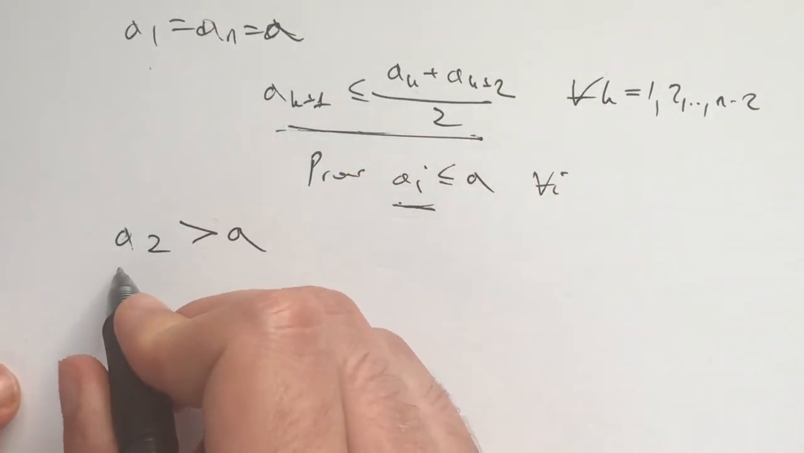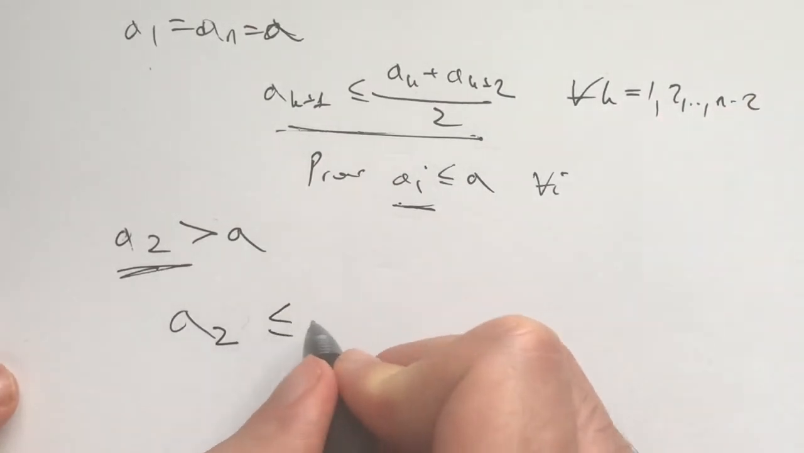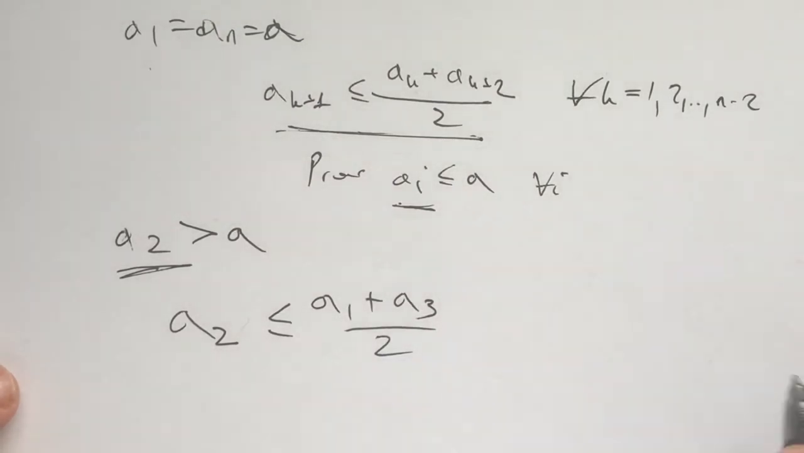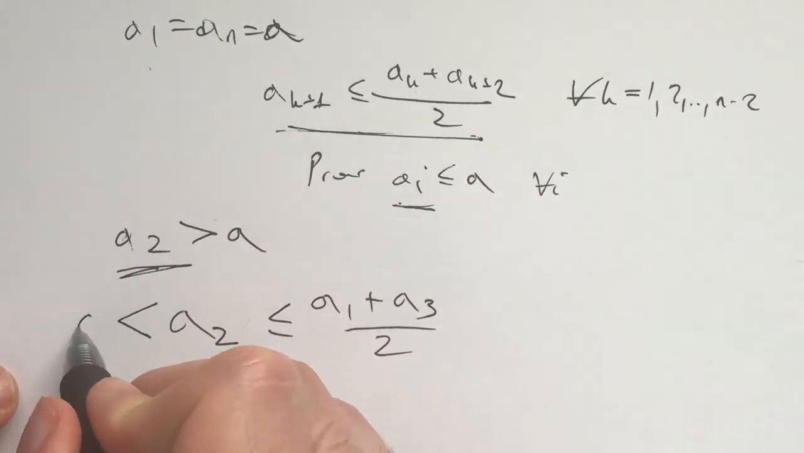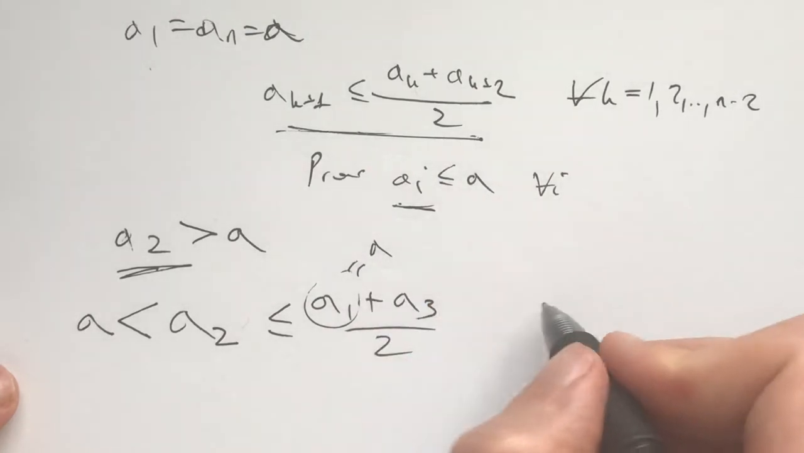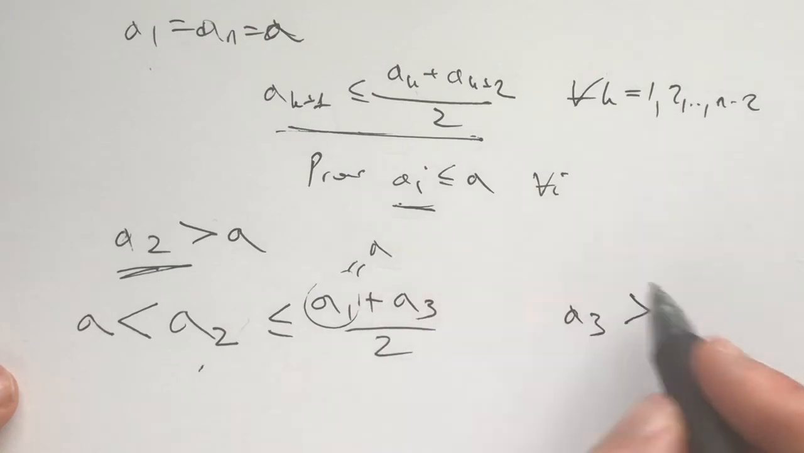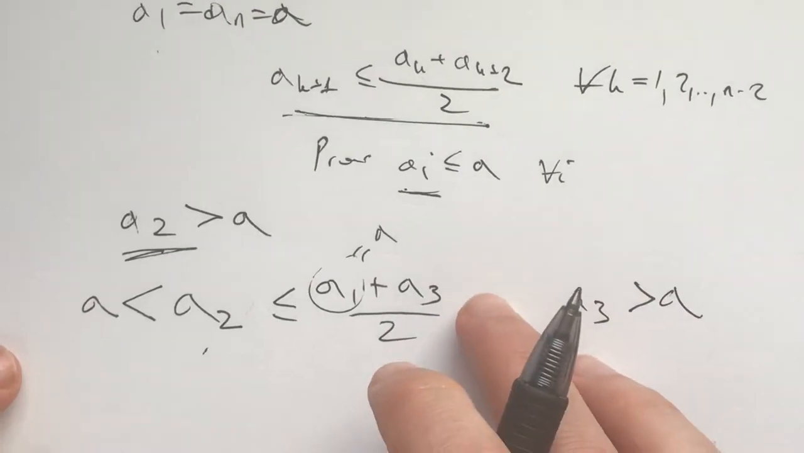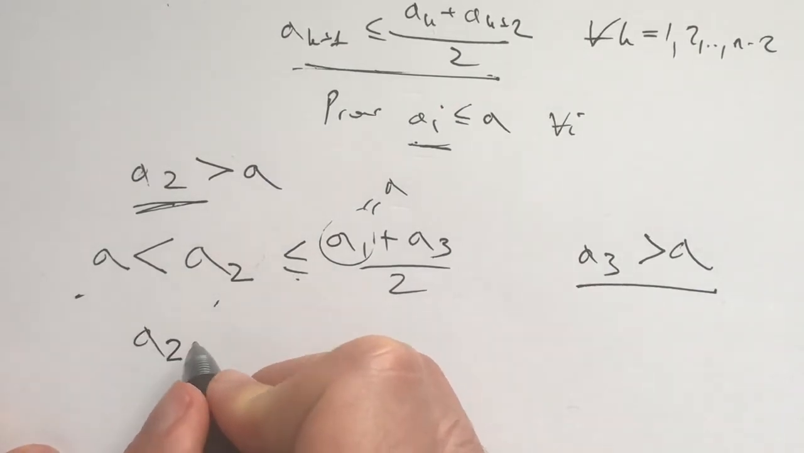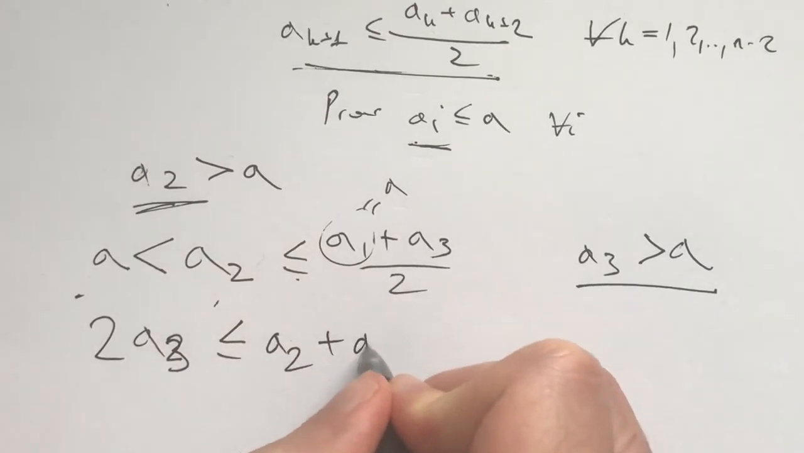Well, what happens is we have for k equals 1, a2 is less than or equal to (a1 plus a3) over 2. This is greater than a. This here is equal to a. So that means that a3 will be greater than a as well. Now we have a2 and a3 are greater than a, and we have a2 times a3 is less than or equal to a2 plus a4.